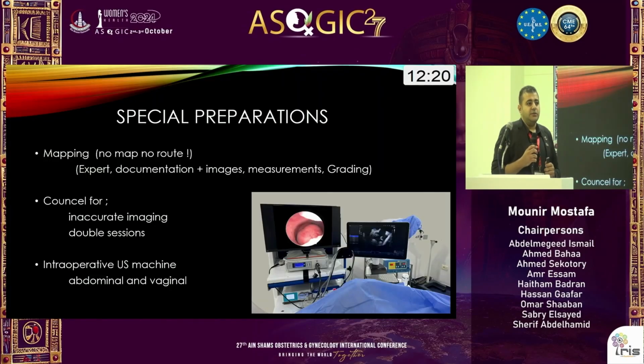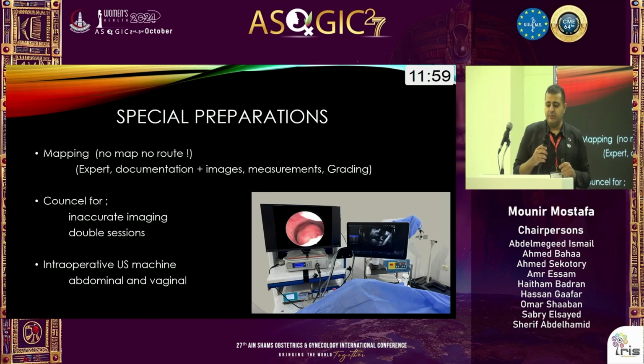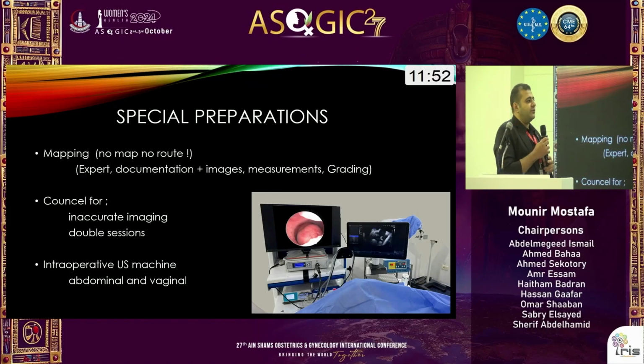Okay. We need something more in the preparation before doing this kind of surgery. We have to have mapping. Sometimes for FIGO 0 or FIGO 1 fibroids, I can do the ultrasound and then I do the resection. But for deeper myomas, I have to have an expert ultrasound, documentation and imaging, measurements, especially the residual myometrium and the size of the myoma, and grading. It's very important for ultrasonographers to write the FIGO grade of the myoma for me.